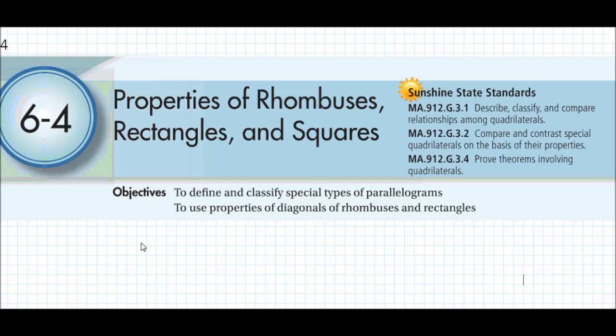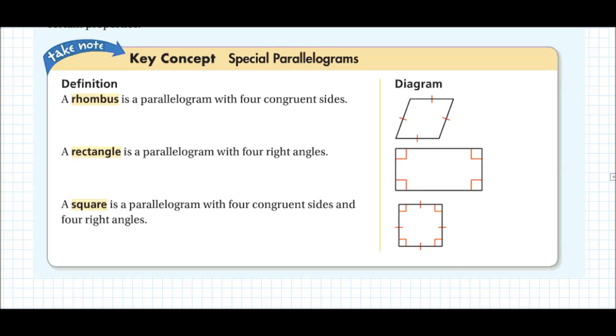Chapter 6, Section 4, Properties of Rhombuses, Rectangles, and Squares. Today we're going to define and classify special types of parallelograms and use the properties of diagonals of rhombuses and rectangles. So it's going to be a lot of rehashing of what we've done before, so we should be able to get through this fairly quick.